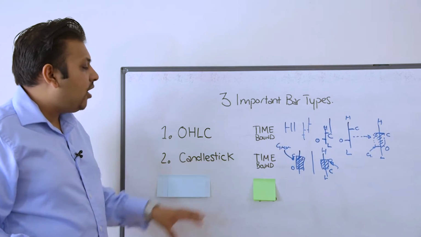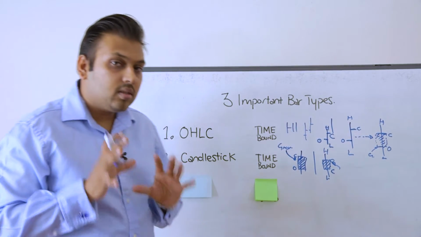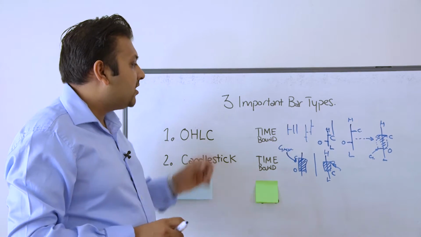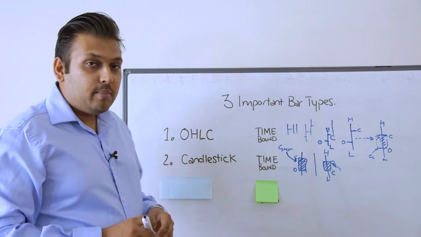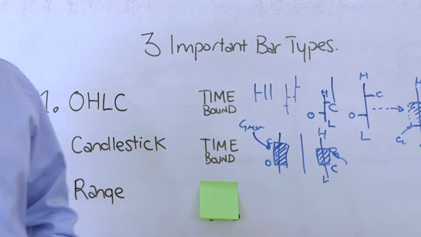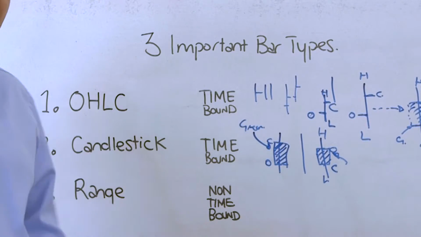So these are both types of bar patterns which we've said here are time bound. So what could be the third type of bar pattern? Is it time-bound? Well, let's have a look. The third type of bar pattern is range bars. Now, range bars are slightly different because they're not time-bound.